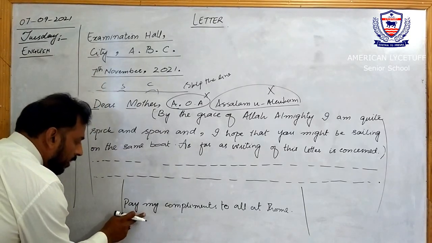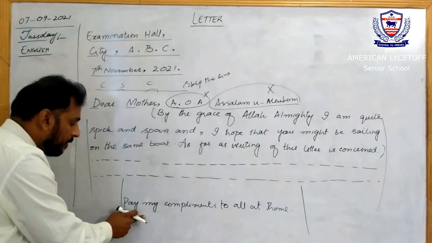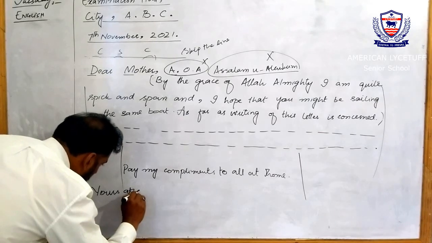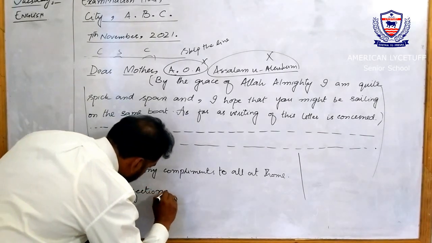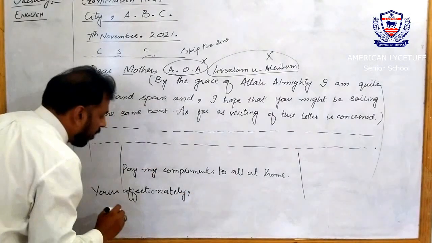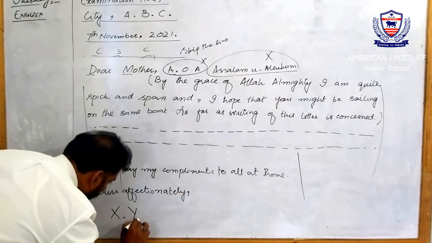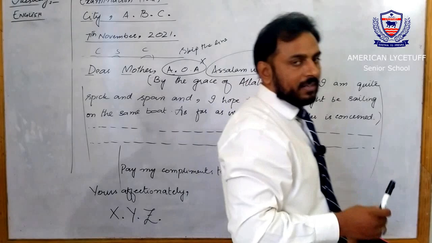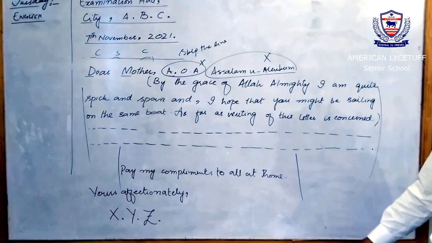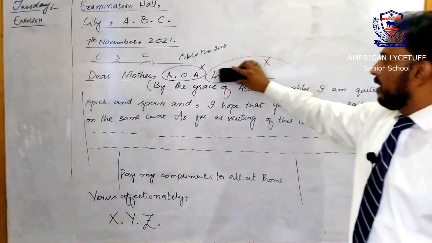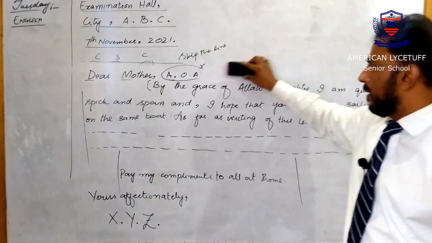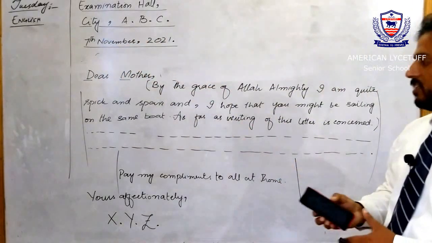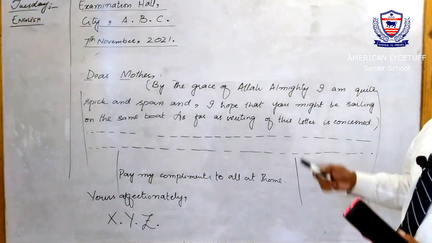At the end, you will also skip another line. The very next line will be skipped and you will write, yours affectionately, and comma, X full stop, Y full stop, and Z full stop. This is basically the presentation of the letter. This is how you will write the letter in your examination center or board paper, right?